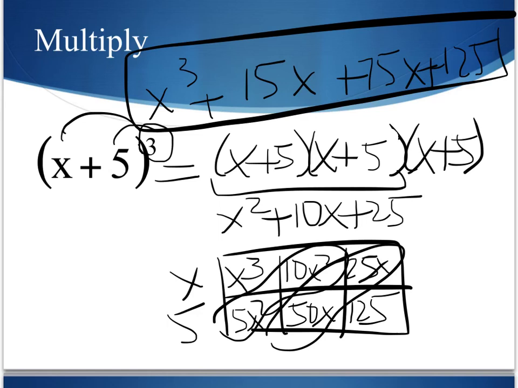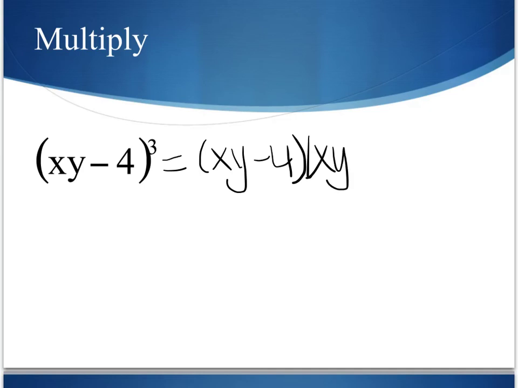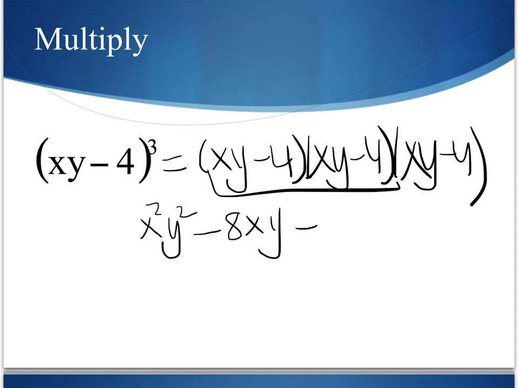So why don't you pause the video and try the next one on your own. So this one asks us to multiply, and again, just like the last one, we have xy minus 4, and then xy minus 4, and xy minus 4. When we FOIL this part out, we get x squared y squared minus 8xy plus 16.